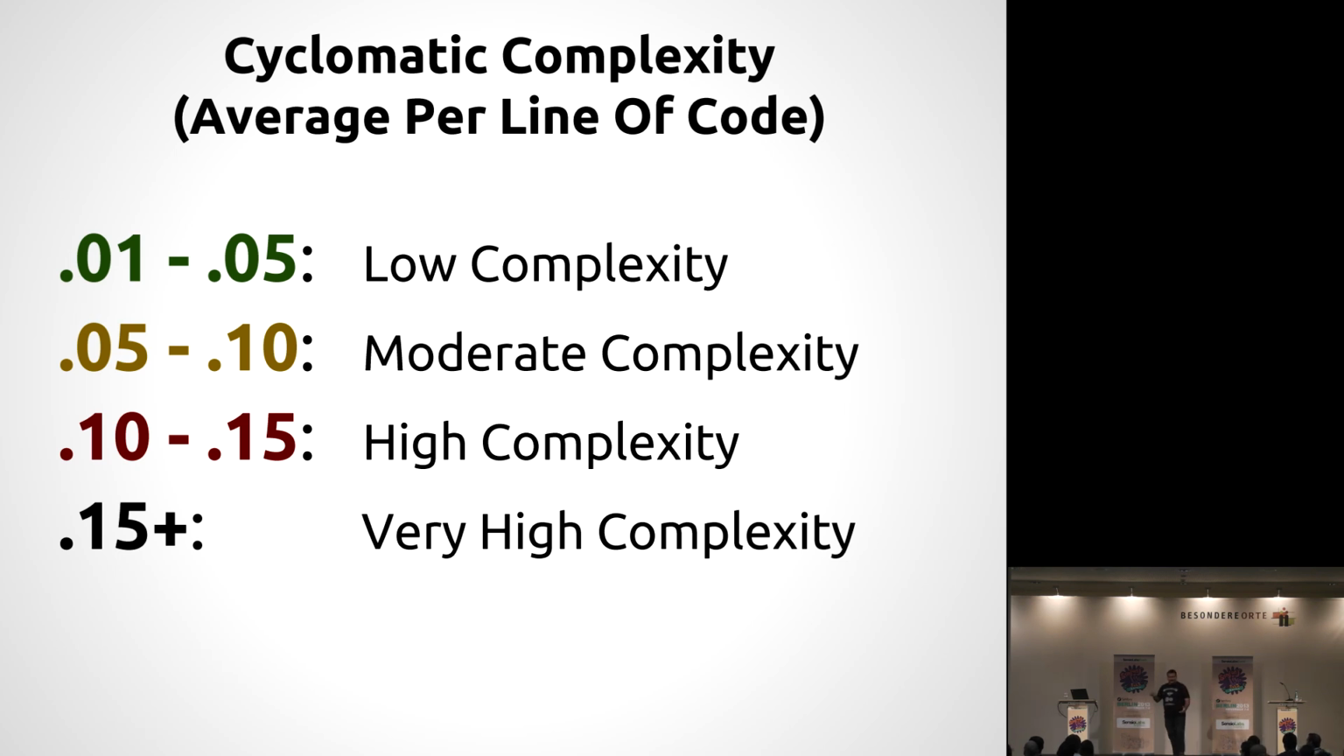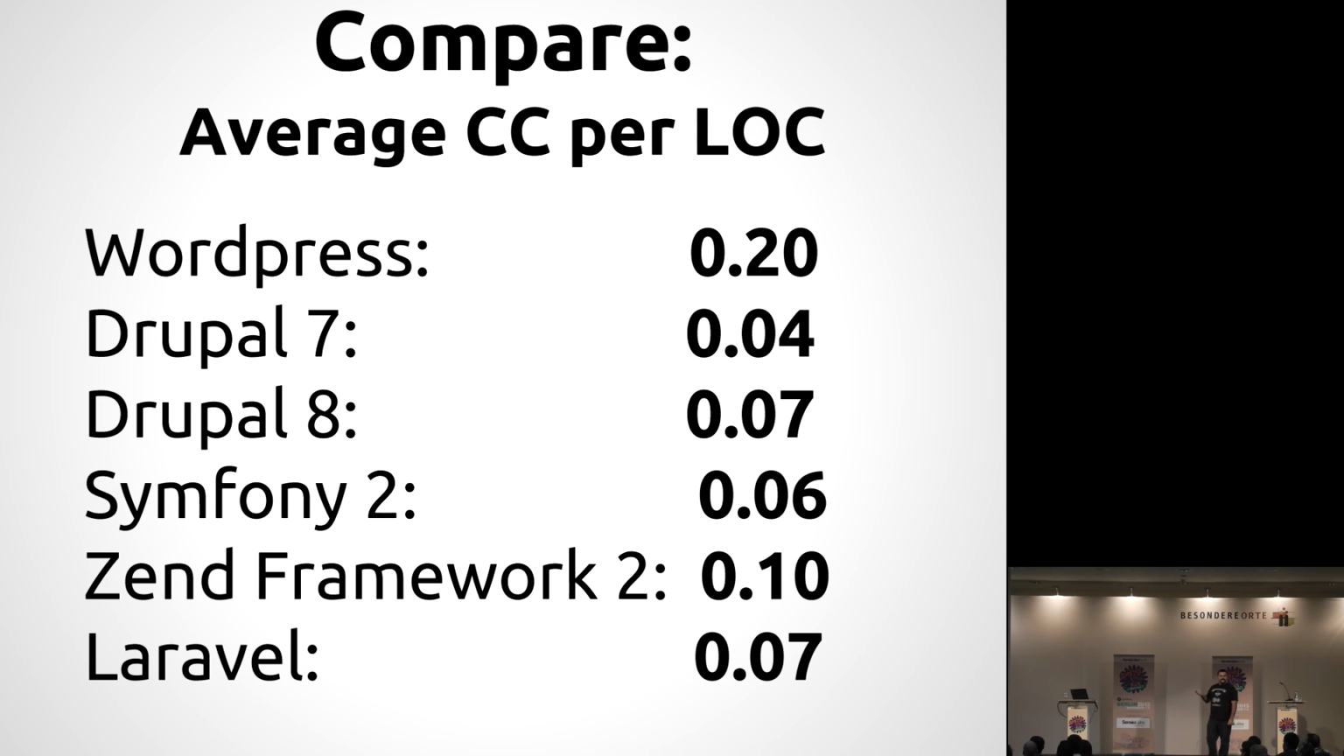So note that this basically means that number is the percentage chance that any random line of code is a branch statement. Now, when we run by this metric, all of a sudden Drupal 7 drops from being the second worst on the list to the best on the list. Symfony scooches ahead of Laravel, and WordPress is still by far the worst. I sense a trend.